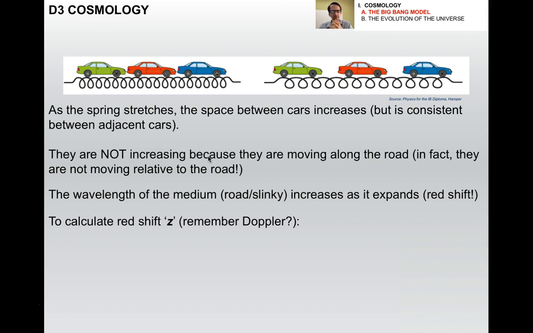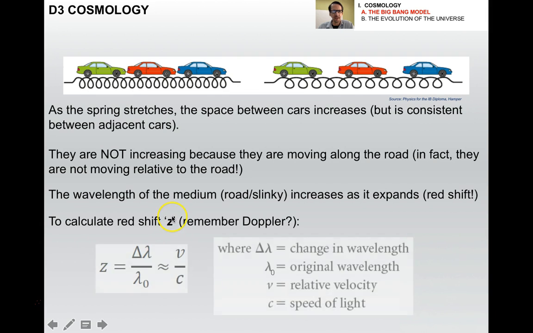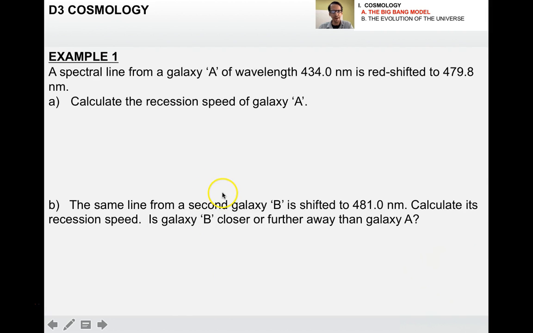Now, to calculate the redshift, we give it the lowercase letter z, okay? If you recall from Doppler, to calculate the redshift, it's just the change in wavelength over the original wavelength. And for very, very high speeds, a significant percentage of the speed of light, this is approximately equal to v, the relative velocity, over the speed of light, c, okay?